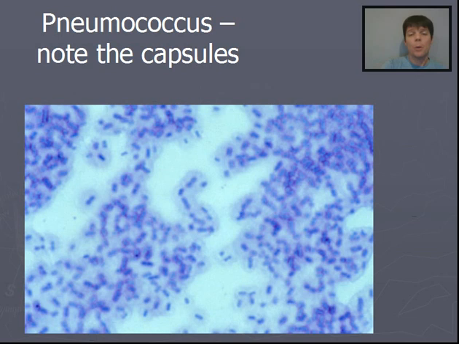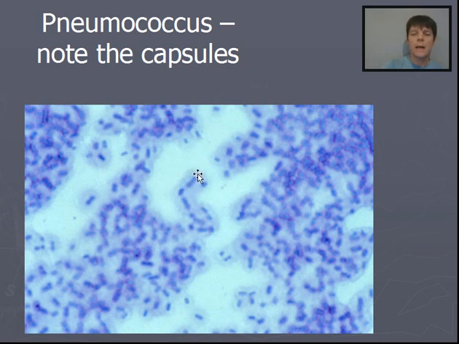Here's a microscope image showing Pneumococcus bacteria. Coccus again tells us that these are sphere-shaped bacteria. Pneumo in this case is telling us that these are found in the lungs. These are actually bacteria that cause pneumonia. And what I want you to note on these images, note the dark blue spheres. Those are the bacterial cells.